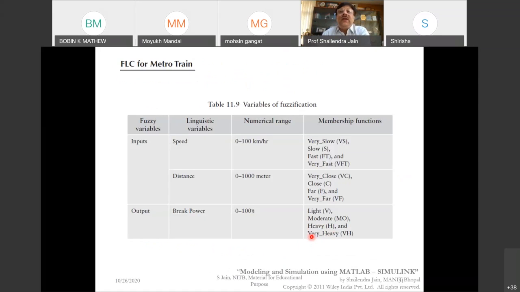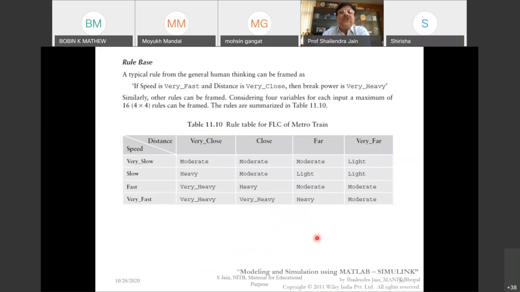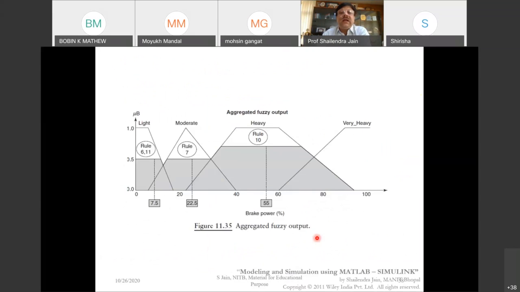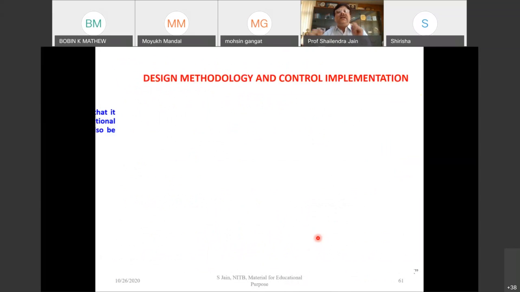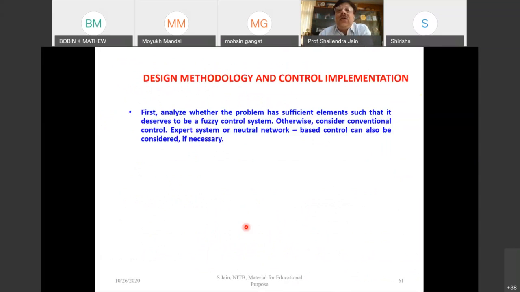So now let's see, we'll come to a case of designing and control implementation using fuzzy. The very first step is that we have to analyze whether the problem has sufficient elements.